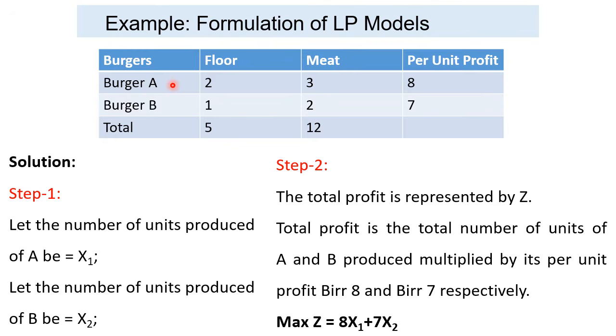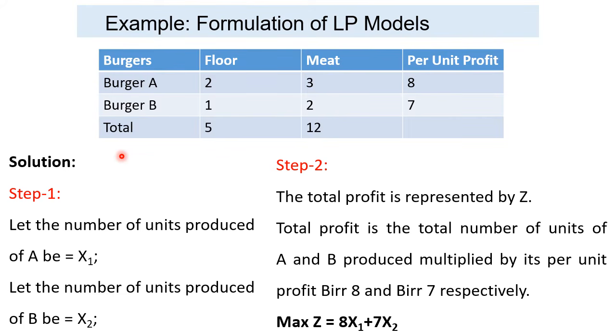There are two types of burger, type A and burger type B, and burger type A needs 2 units of flour and 3 units of meat, and from burger A sold, we can get $8 as a per unit profit, and burger B needs 1 unit of flour and 2 units of meat, and we can make a profit of 7 by selling a single unit of burger B. And we have a total of 5 units of flour and 12 units of meat in our kitchen.